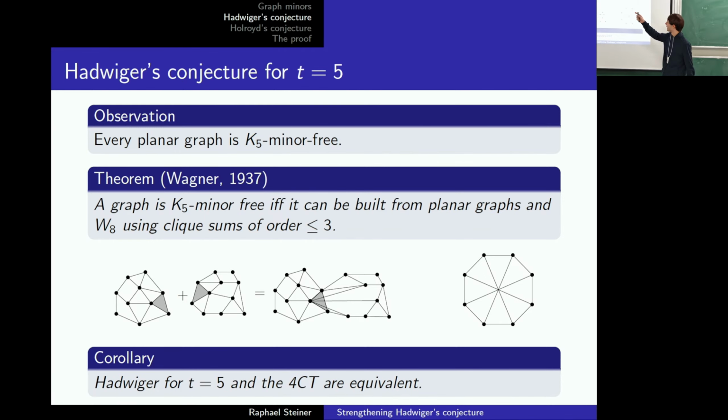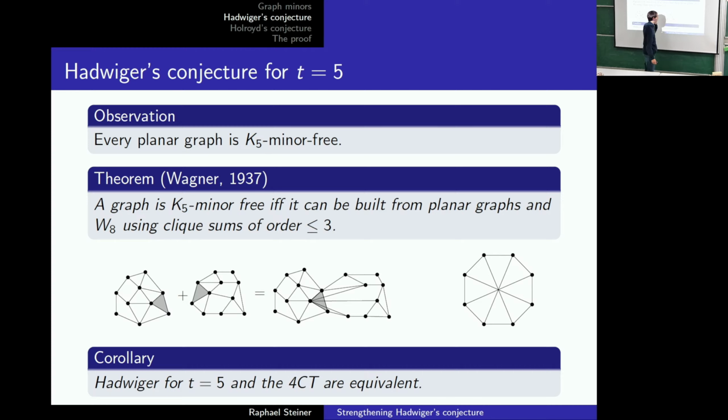So we know that every planar graph does not have K5 as a minor, because minors preserve planarity and K5 is not planar. And vice versa basically holds. If you have a graph which is K5-minor-free, then it's structurally essentially planar. It can be built from small pieces, each of these pieces being either a planar graph or a copy of the special graph W8, which is called the Wagner graph, an 8-cycle with all the opposite vertices joined by diagonals, by repeated so-called clique sums.